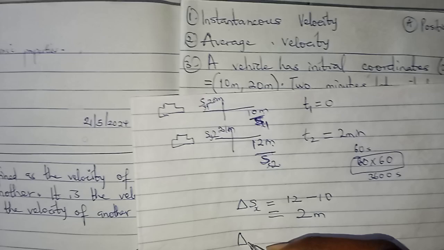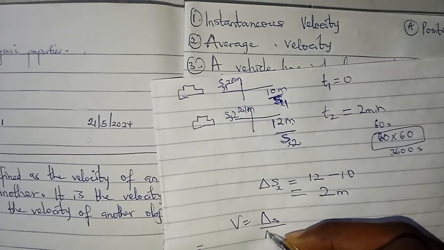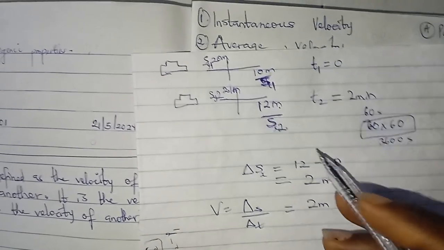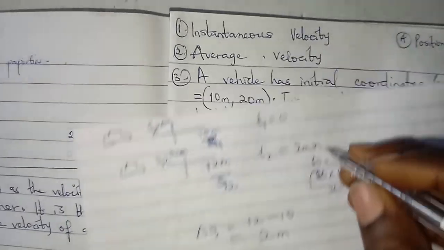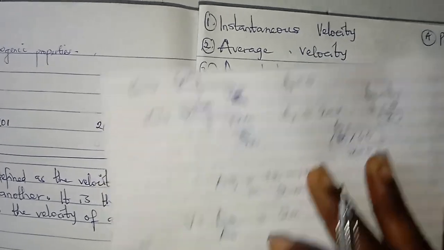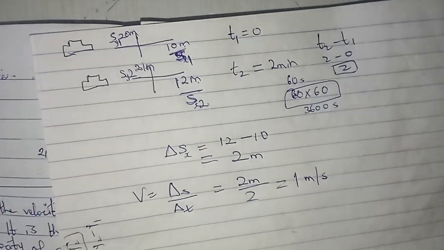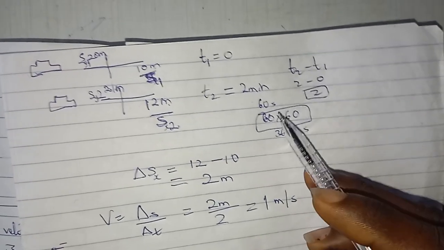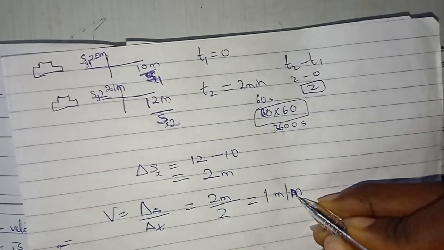Now remember that velocity, like I've highlighted, is change in s all over change in t. So this is going to be 2 m. Notice that the change in time is t2 minus t1, so all over 2, which will give me 1 meter per second. And notice that here we are not treating seconds. What we are doing is in minutes. That's what we are given, so I want to use the minutes. If you want to convert your own, you can convert your own.